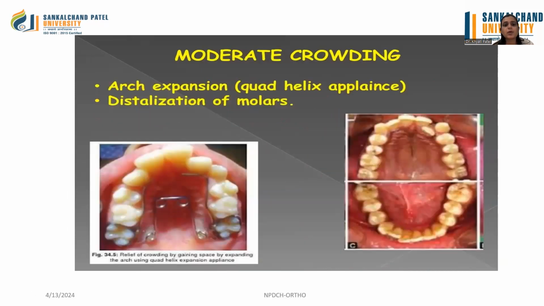If you see moderate crowding, there is another treatment option. There is an expansion of the arches. You can see the figure. There is expansion of arch with the quad helix and the distalization of the molar. So we can get space with the expansion and distalization of the molar. But before deciding any treatment option, first we need to check the patient's profile. That is very, very, very important.